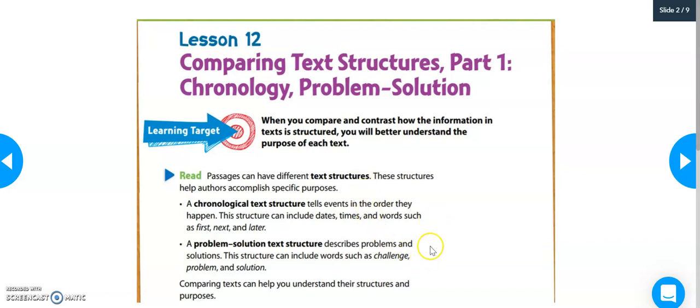The text structures in this particular lesson are chronological text structures. They tell events in the order they happen. This structure can include dates, times, and words such as first, next, and later. The next text structure we're going to examine in this lesson is problem-solution text structure. It describes problems and solutions. This structure can include words such as challenge, problem, and solution. Comparing texts can help you understand their structures and purposes.